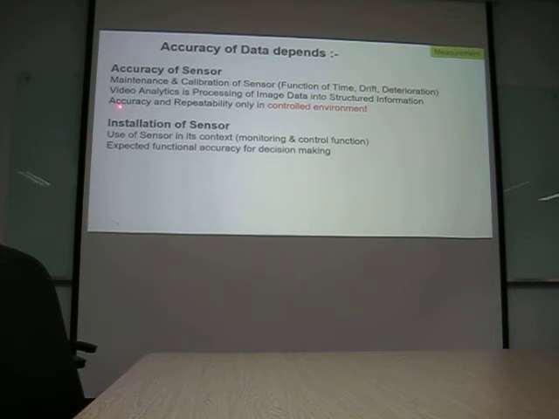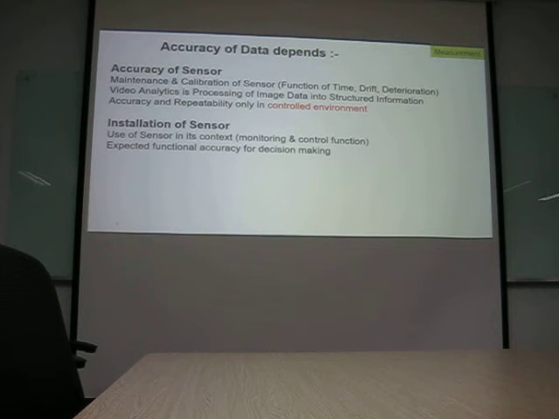You also can get that. So from the same camera, you can extract structured data out from it. And normally it's accurate only in controlled environment. Uncontrolled is always site dependent. Okay, installation of sensor camera is very, very important. How you install the camera, and you expect functional accuracy for decision making.